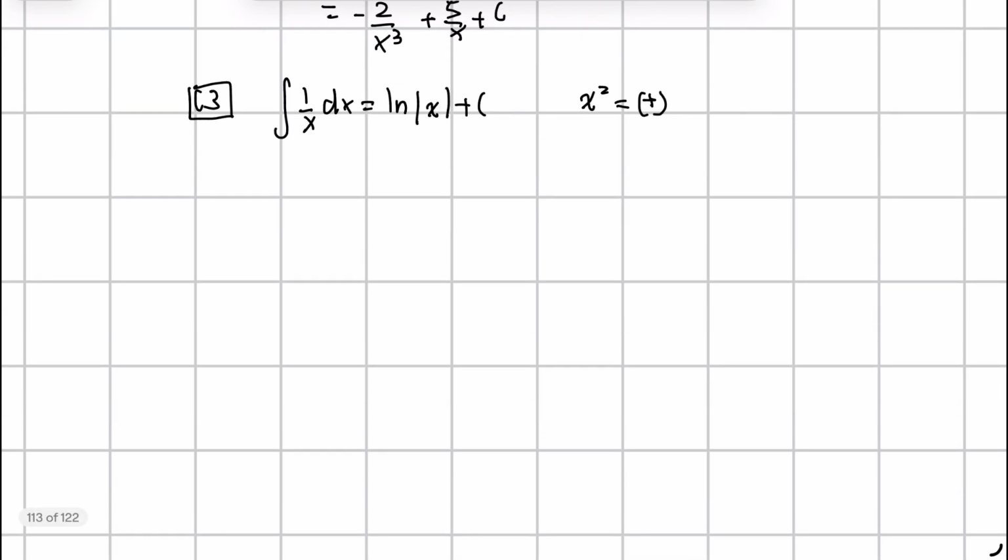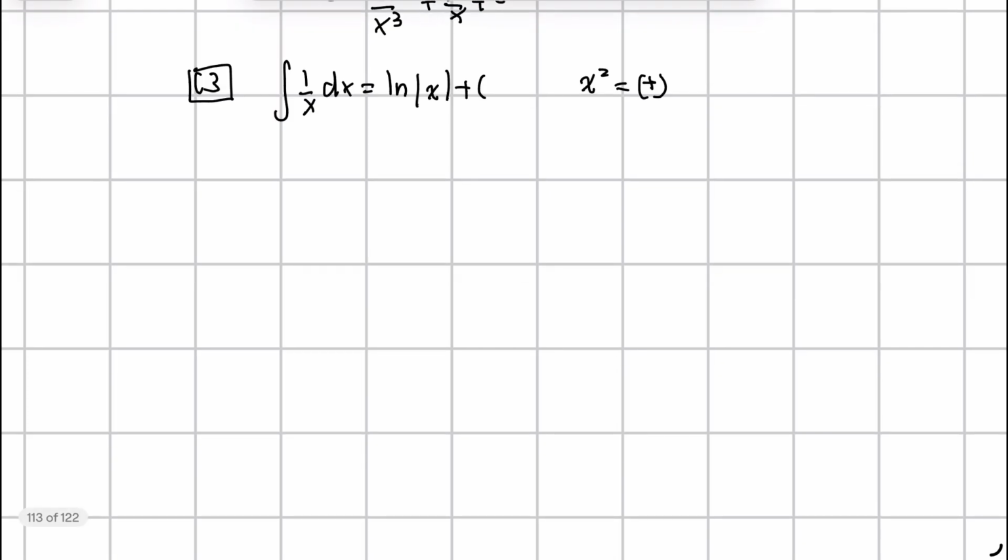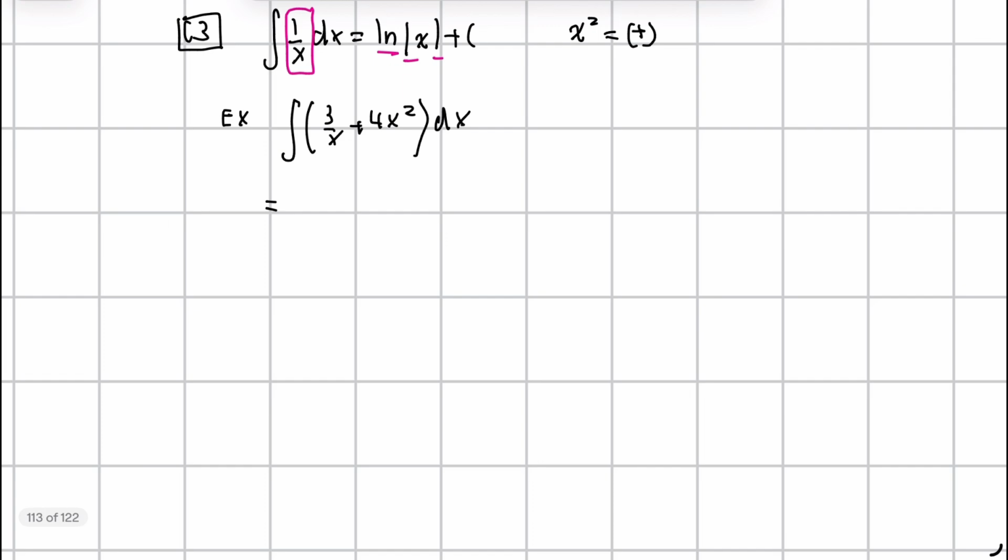So what you're going to do is you're going to look for 1 over x. You want to find this or something equivalent to this. You're going to use the natural log and then absolute value here. Let's say you have the integral of 3 over x plus 4x squared times dx. So you see that you have this 1 over x, right? Therefore, we can use that formula. Now we write this with 3. You can move this 3 out, right?